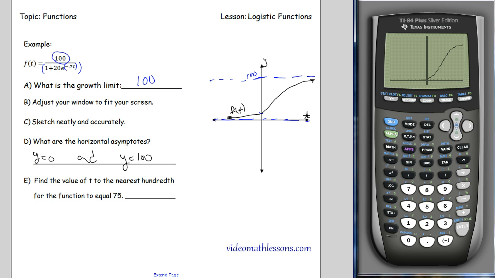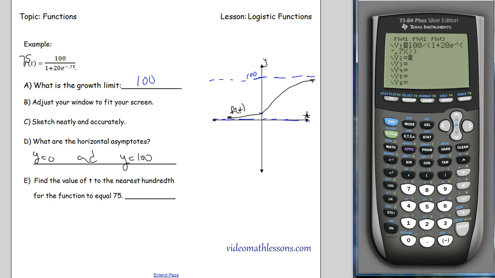Part E. Find the value of t, so what time, to the nearest hundredth, so 2 decimal places, that the function equals 75. So what I'm really doing is I'm setting this f of t to be a 75 over here. Well, you could do like cross multiply and a bunch of division, and then you'd have to do logarithms to get the t down on the ground. But I have this nice graph over here. Let's do something with the graph.